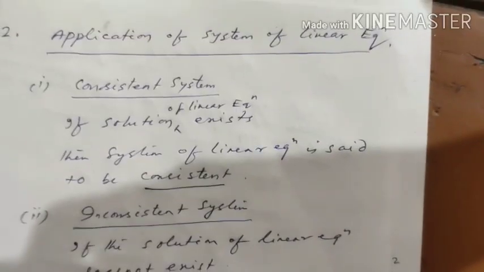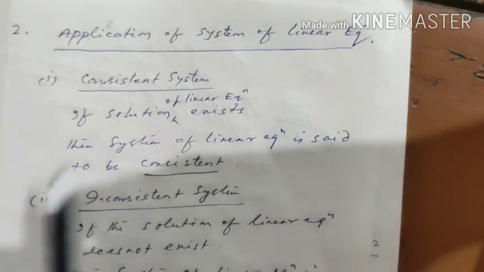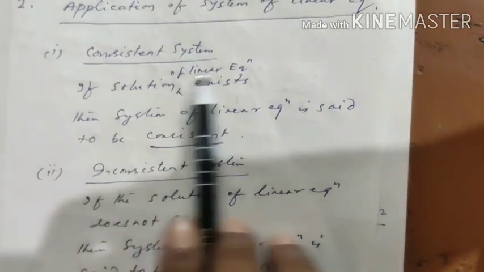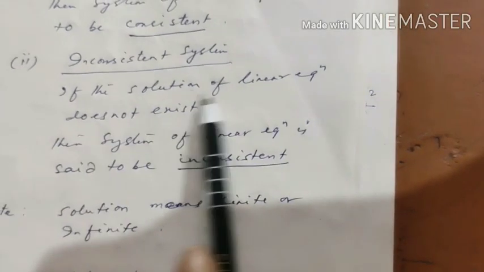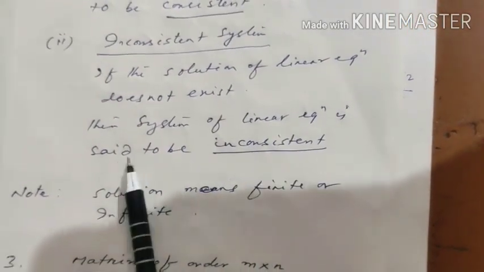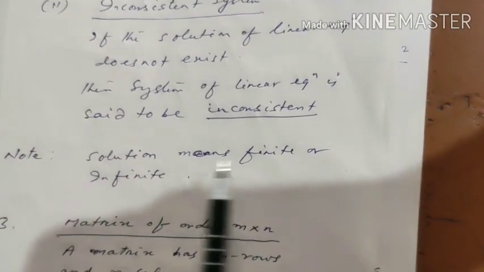Now there are two kinds of systems. One is the consistent system, another one is the inconsistent system. If the solution of a linear equation system exists, then the system is said to be consistent. If the solution does not exist, then the system of linear equations is said to be inconsistent. Solution means maybe finite or infinite.